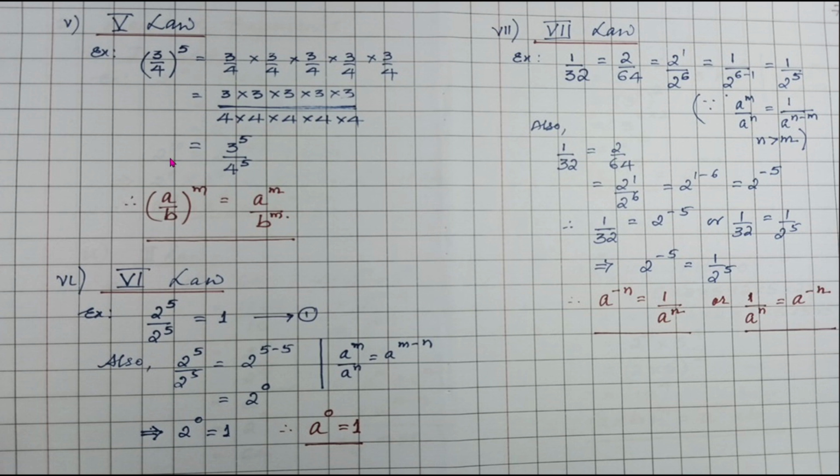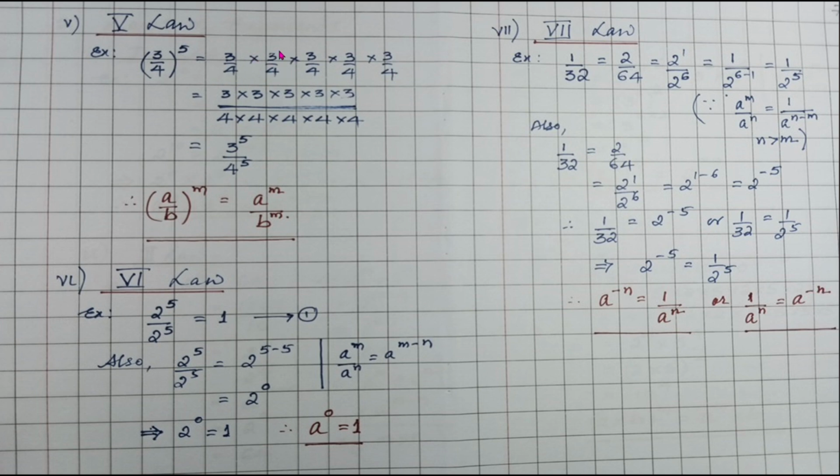Now the very next important law is (a by b) raised to m is equal to a raised to m by b raised to m. Let us take an example to understand or prove this law. 3 by 4 raised to 5. The expanded form of this will be 3 by 4 multiplied 5 times. So 3 by 4 into 3 by 4, 5 times.